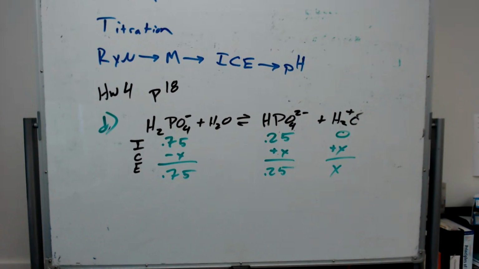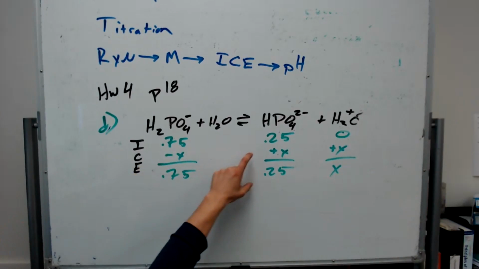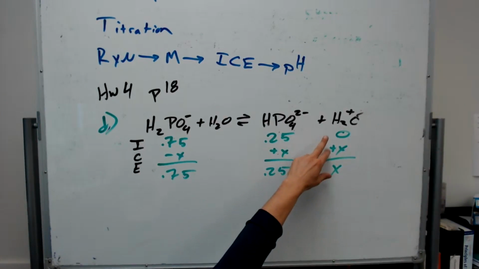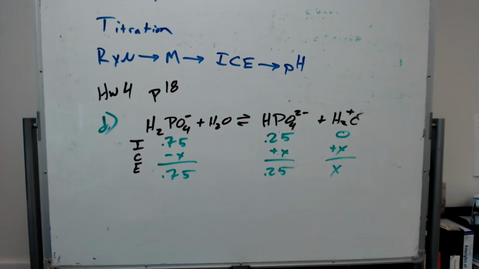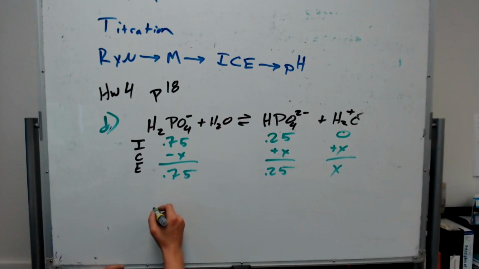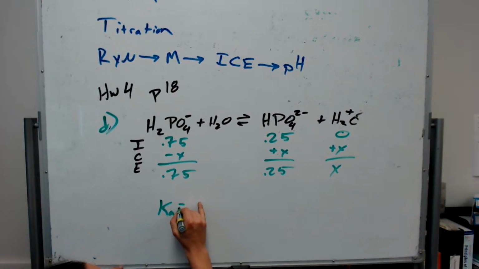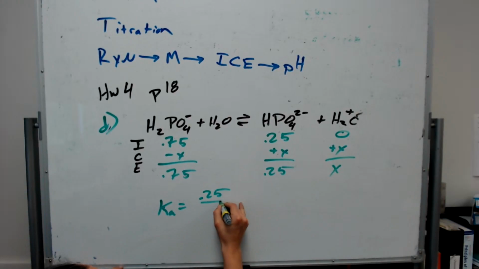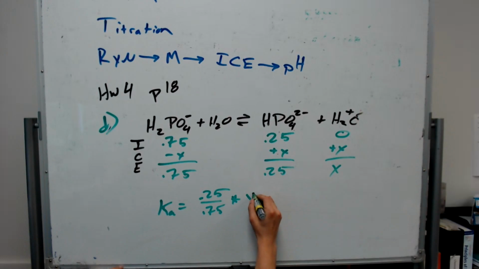Again, notice we're using the x's small approximation twice. We're assuming water's not contributing any H3O plus. We're using three different approximations in this. Hopefully all three are okay. We're going to get Ka is equal to 0.25 over 0.75 times x.